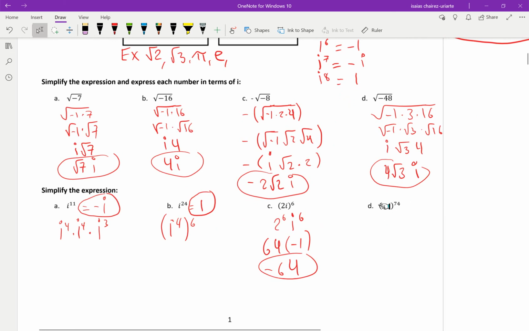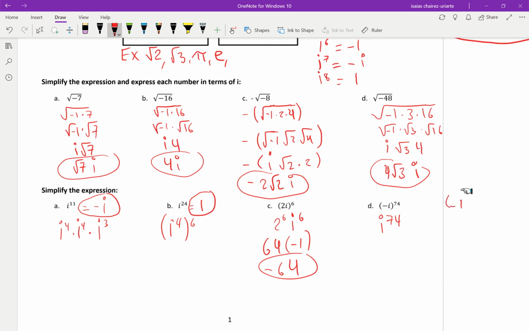Okay, so the first thing to notice is that I am multiplying a negative times itself an even number of times. So a negative times itself an even number of times becomes positive. So the result here is going to be positive. So let me just write down this intermediate step. This just becomes i to the 74. Why is that? Well, think about it like this.